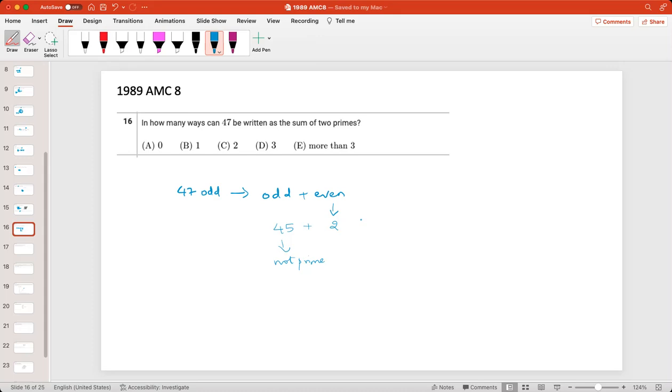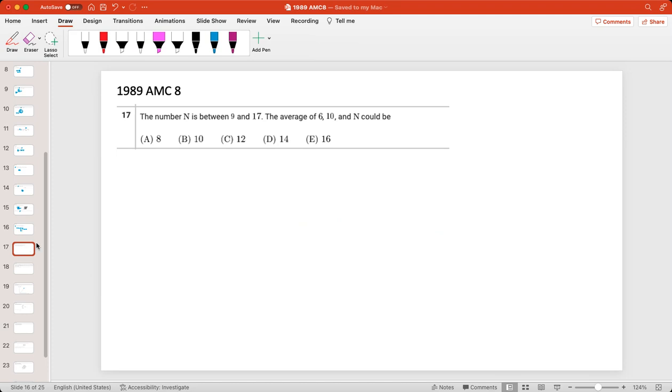Correct? So there are no ways of writing this. 0 is your answer. Okay? Going to the next question.